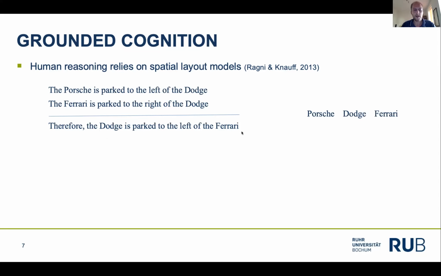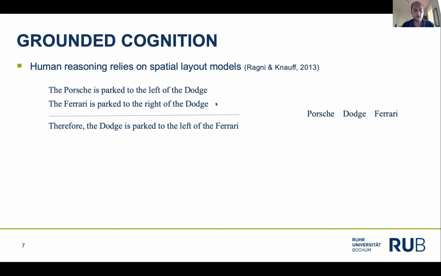Classically, it's been assumed that humans solve such tasks by embedding the premises in some sort of predicate calculus and conducting a logical proof in order to verify whether or not the conclusion follows from the premises. But what this study and other studies have shown is that that's not at all how human beings go about solving this task.